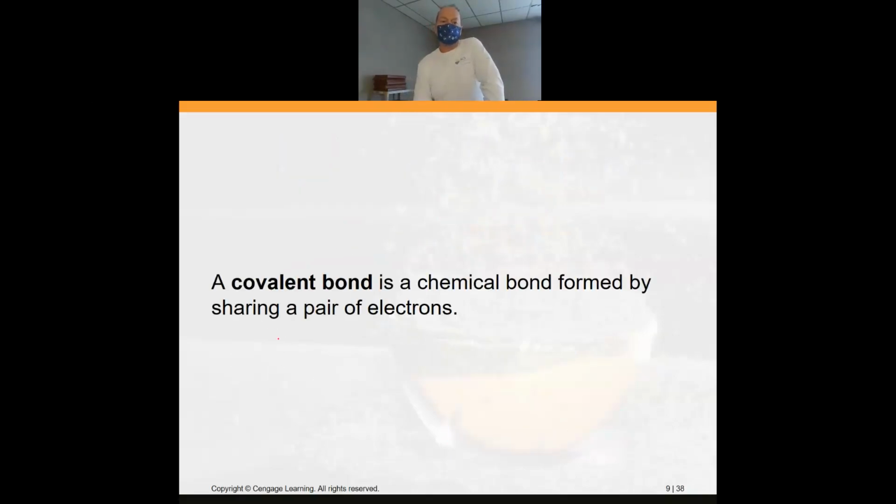All right, so that was ionic bonds, making cations and anions. Covalent bonds, this is when we're going to share electrons. So we're going to share electrons, and this is when we have 2 nonmetals.